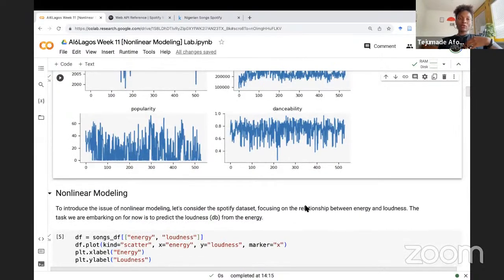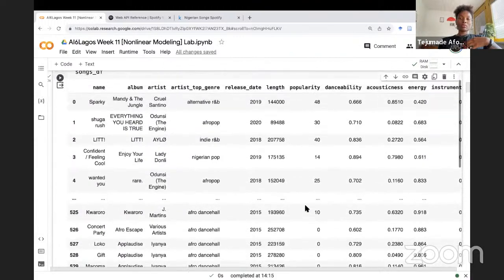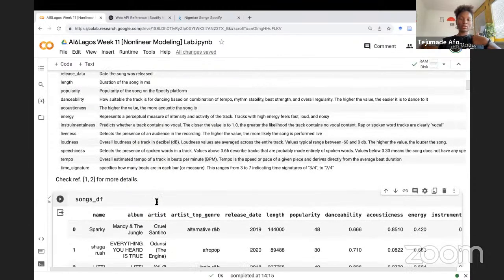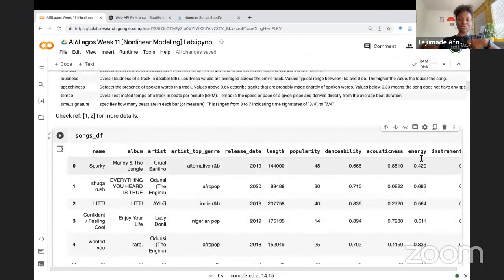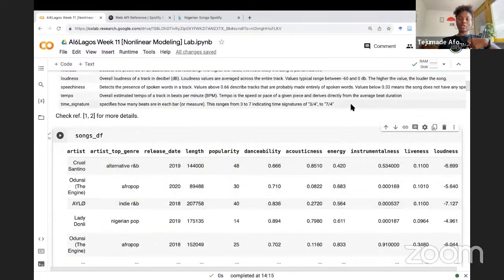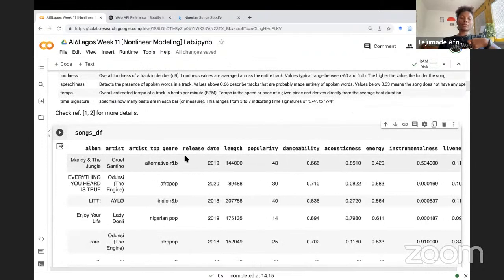So for this notebook, what I have done was to look at the loudness and the energy columns, like I mentioned earlier this morning in class. This is because I find that a lot of the columns are not correlated with popularity in an interesting non-linear way.